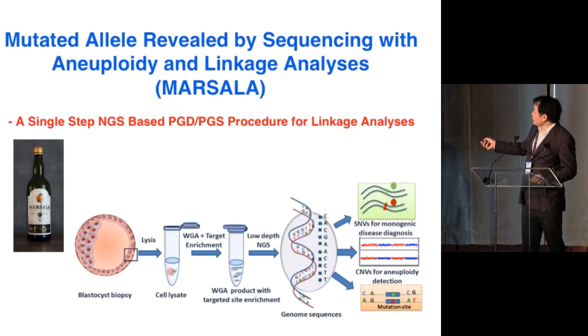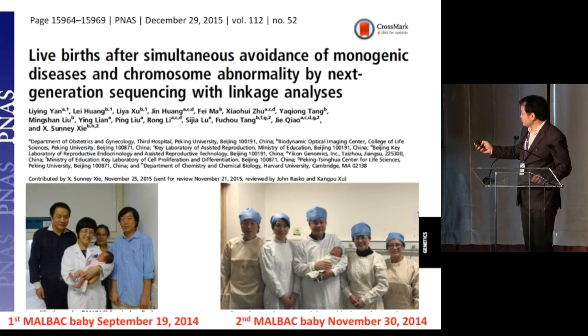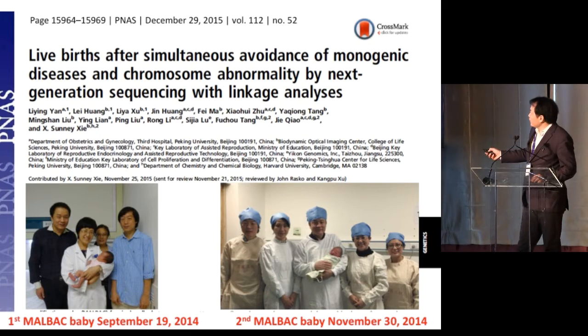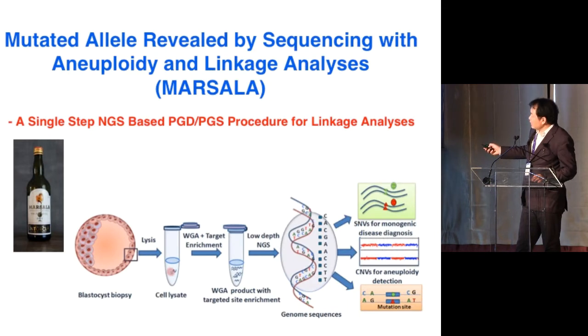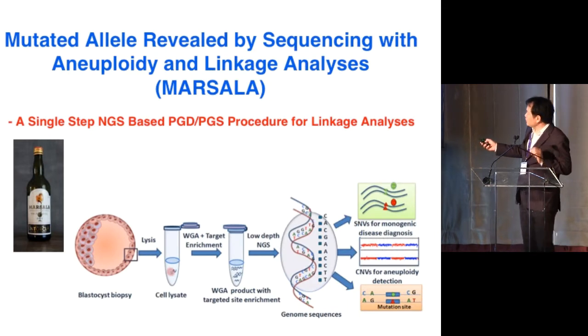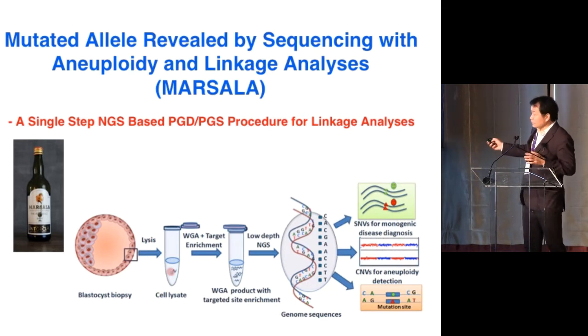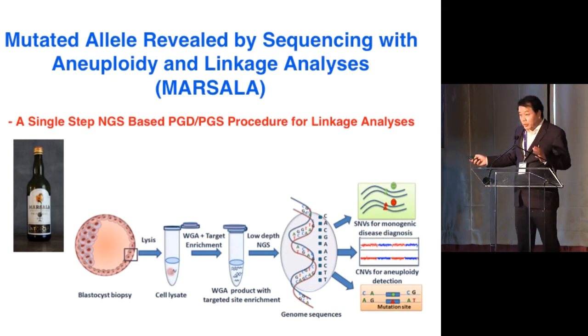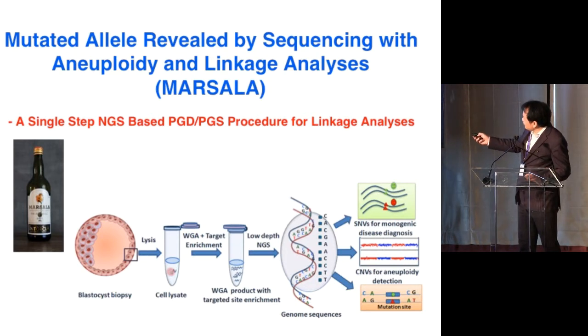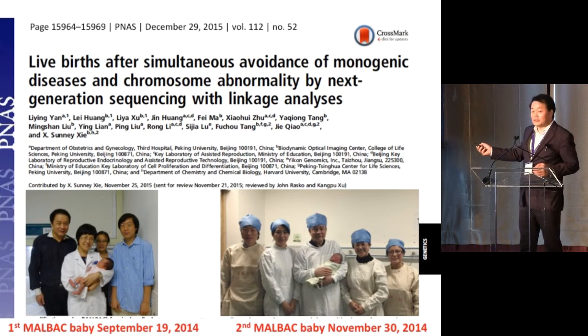So we published this paper at the end of last year. We reported a single step next generation sequencing based PGD PGS procedure for linkage analysis. So basically, by using MALBAC to amplify the embryos, we could do this. The acronym, it turned out, is the name of another Italian wine. So how does this work?